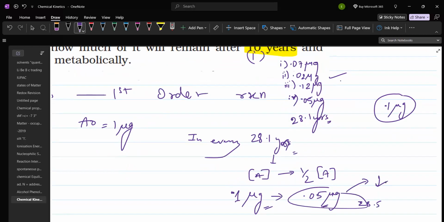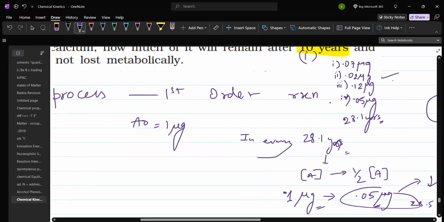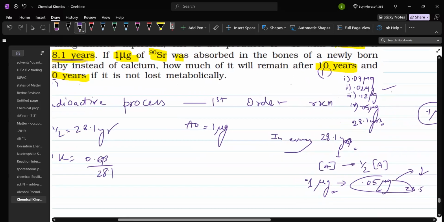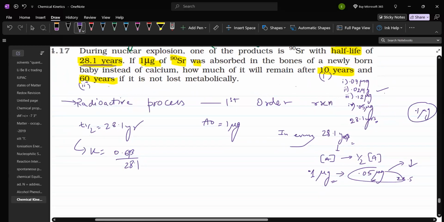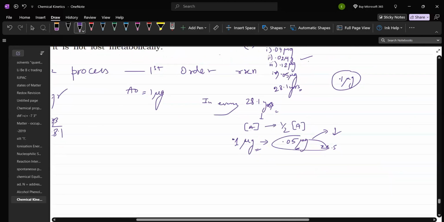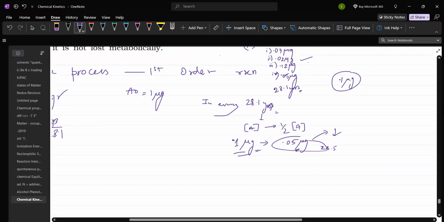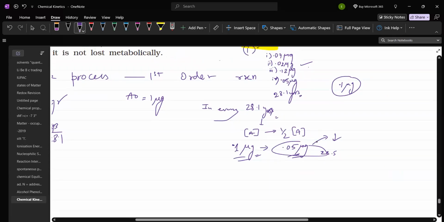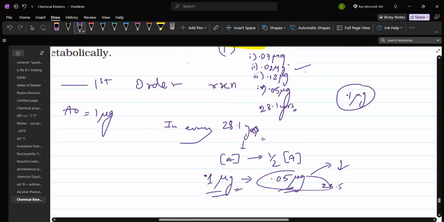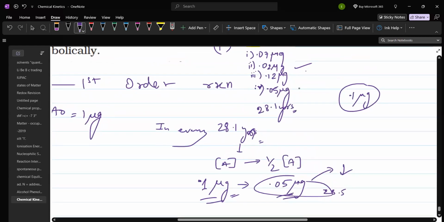Yes or no? So it will be very less, like this. The least one will be the answer. For an MCQ, if you have understood the concept, that is how it works. I thought the question says 0.1 microgram, so I took 0.1 microgram changing to 0.05 microgram, and through that I solved the options. 0.1 microgram will change to 0.05 microgram with every 28.5 years.